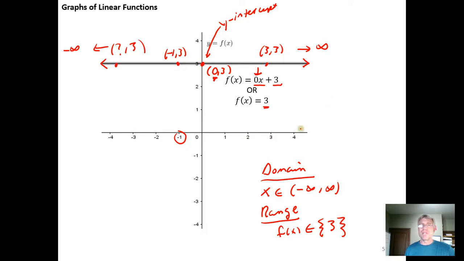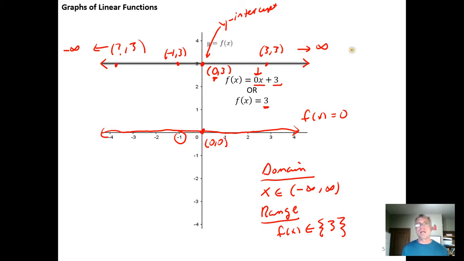The exception would be the line f of x equals 0, which would actually be plotted right on the x or input axis, in which case we would have a single y-intercept at the origin, or at the ordered pair 0, 0, and we would actually wind up having infinitely many x-intercepts, in the sense that the graph of the function overlaps the input or x-axis. So that would be a special case, maybe not particularly interesting.